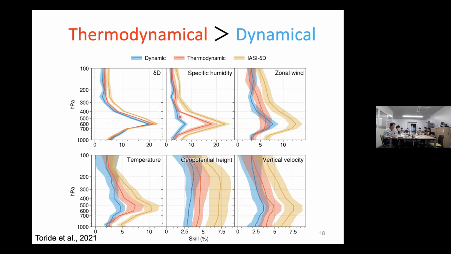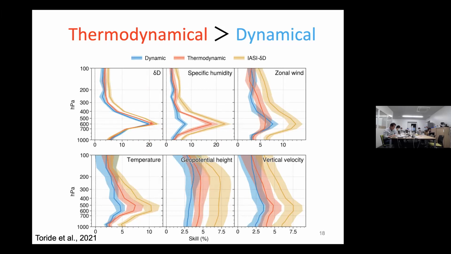And the yellowish figure, these figures are the profile of the improvement in skills. So in total, 20% of delta D was improved, or specific humidities at the highest improvement in the 600 hectopascals, which is reasonable because of the data availability in IAZ.